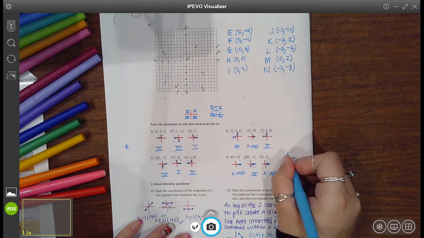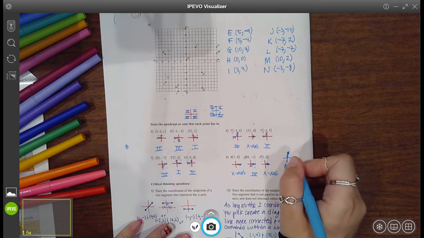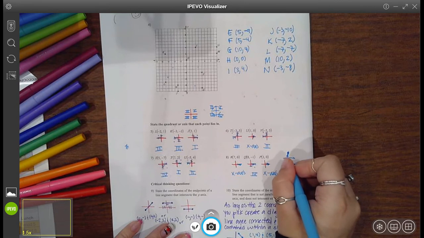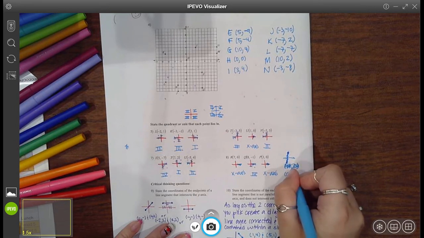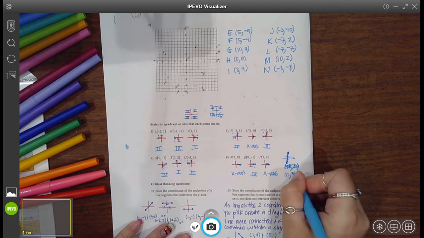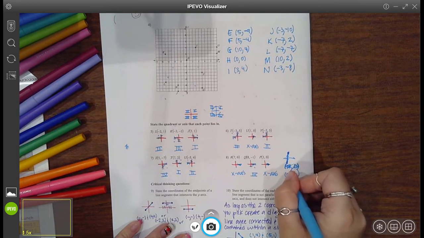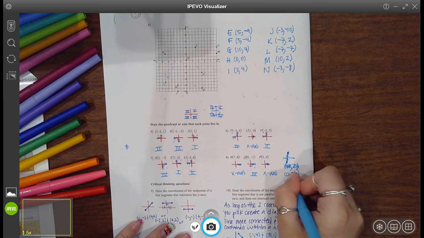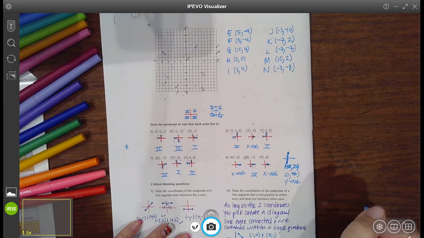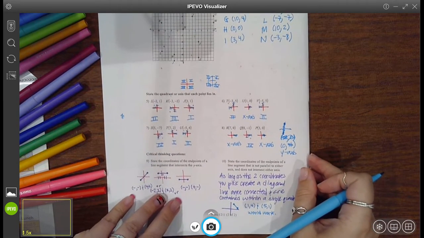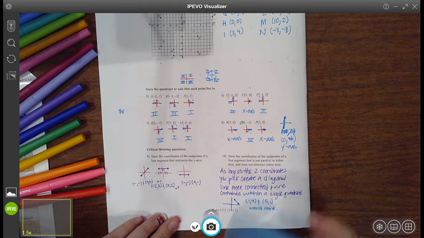So if it was 0 and then up some number, sure, that's still on the y-axis. Or if it went over nothing and down some number, then that would still be on the y-axis. So this could be any number you want, positive or negative, but the first number needs to be 0 if you want it to be on the y-axis. Little trick there.